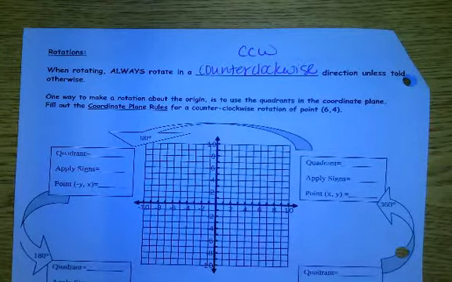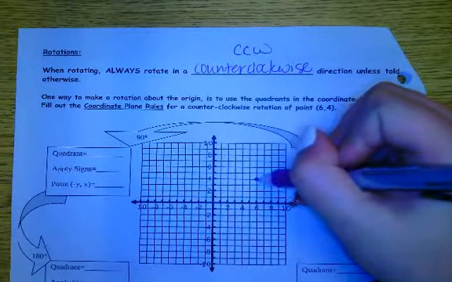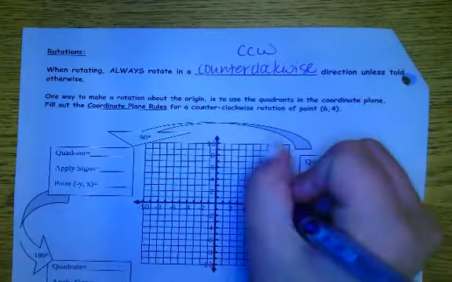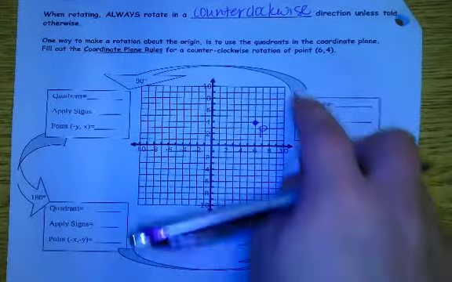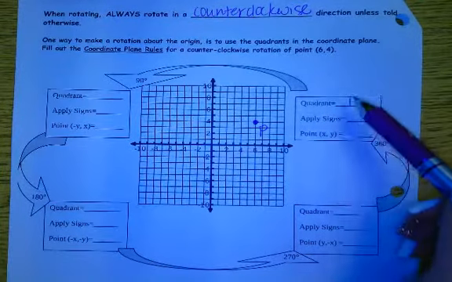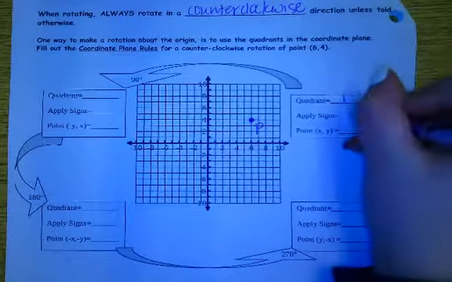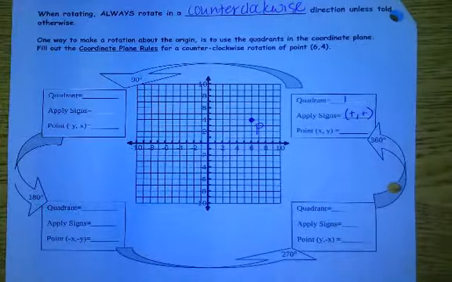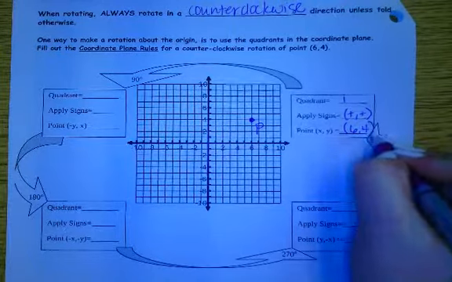Okay. So one way to make a rotation about the origin is to use the quadrants in the coordinate plane. So it says to fill out the coordinate plane rules. If you were to rotate the point (6, 4) counterclockwise, I want you to plot the point (6, 4). Okay, and this is point P. What quadrant is (6, 4) in? 1. And what signs are in quadrant 1? Positive, positive. So your x is positive and your y is positive, and that's what brought us to the point (6, 4).